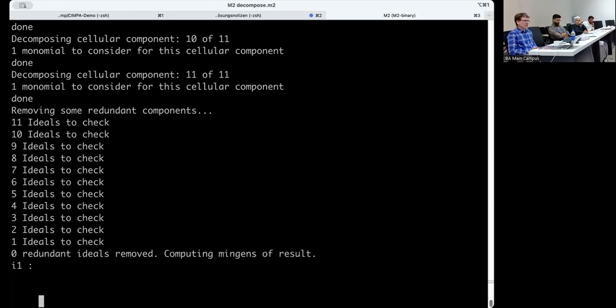Okay, so let me stop here. I hope it gave you a little bit of an idea of what's going on. And if you want to solve research problems, then often it might be too hard for the computer to just type, okay, give me the binomial primary decomposition.